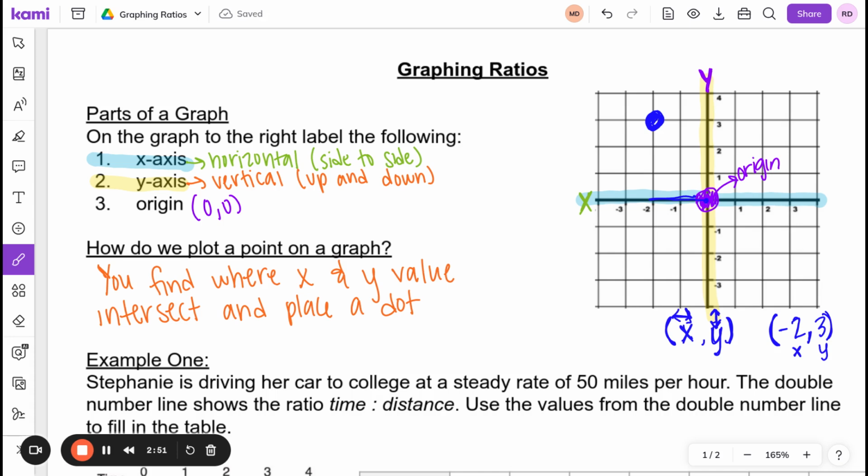You don't want to draw lines, and you just kind of want to put dots. If you need to draw the lines to get you to the right spot, make sure you erase them because there should only be dots.